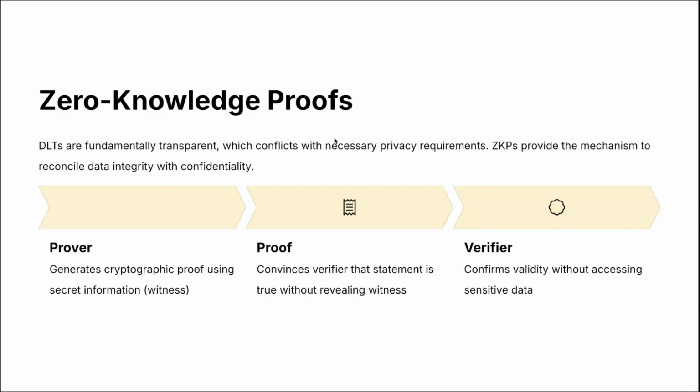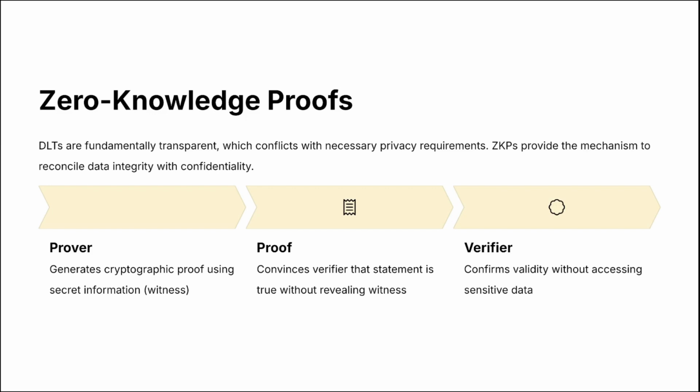Also, let's talk about some concepts which are, I would say, very important to understand. We have zero knowledge proofs. By default, DLTs are transparent, which is great for trust, but can be a problem when privacy is required, right? Especially in sensitive sectors like finance, healthcare, or identity management. This is where zero knowledge proofs, or ZKPs, come in.